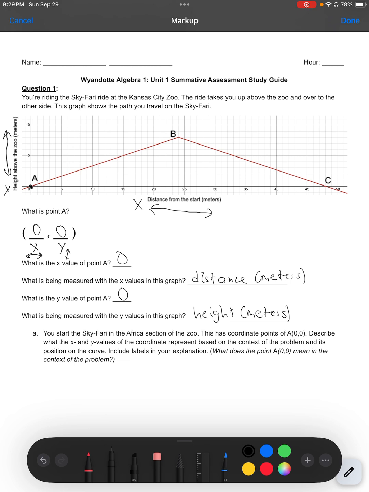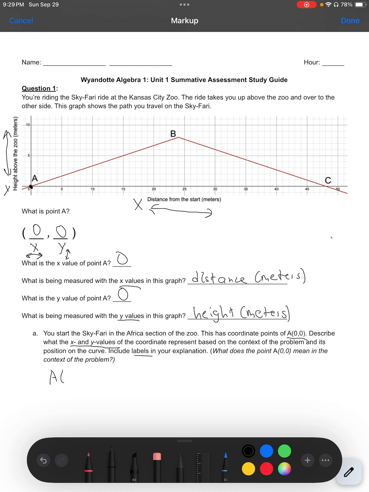So then for question A on the practice test, where it asks you that you are starting the safari in the Africa section of the zoo, it tells you that it has the coordinates of point A, 0, 0, and then you need to describe the x and the y values. The x value is the distance, the y value is the height, and then it asks you to include labels in your problem.